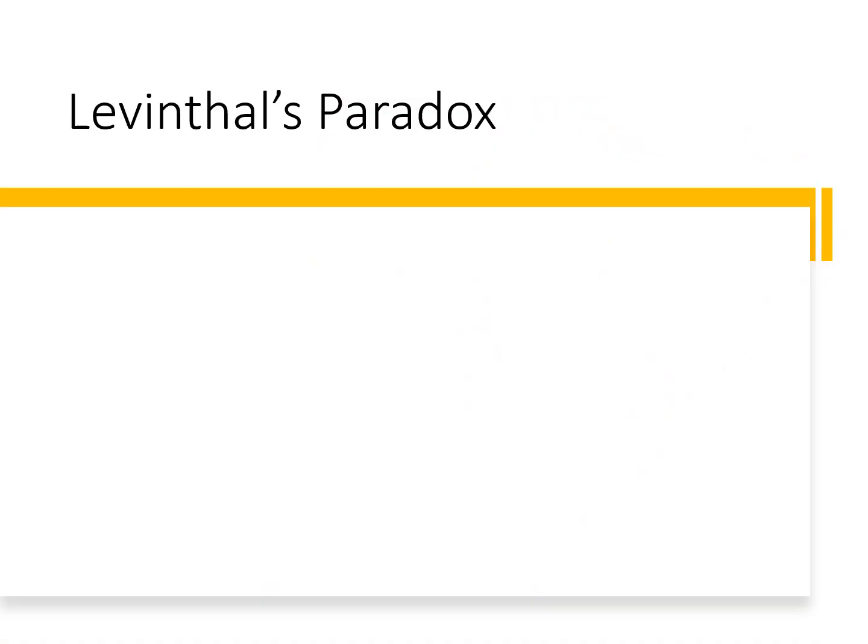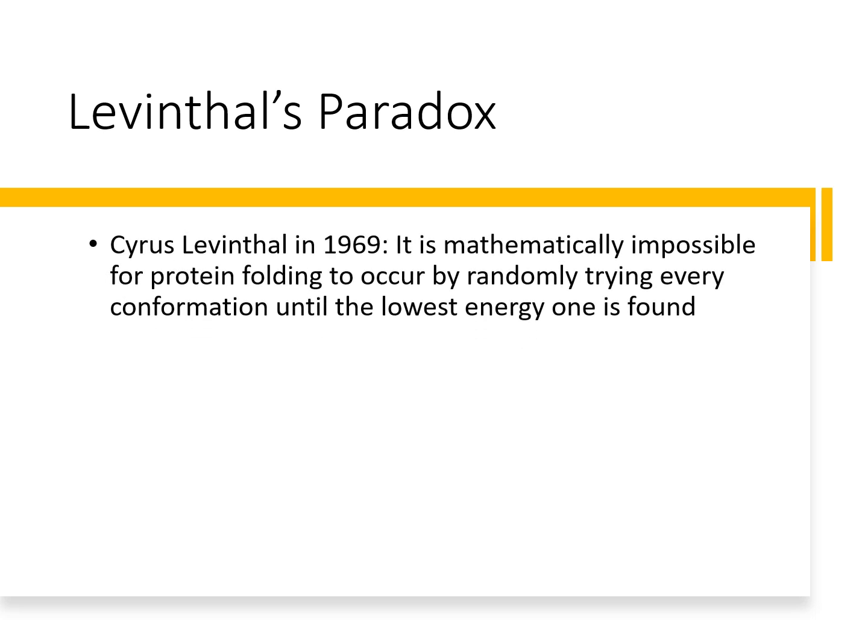This sets us up for a further discussion of how proteins fold, because Anfinsen showed us with this experiment that proteins can spontaneously fold, but there's still a question of how they can do it. And there is something called Levinthal's Paradox. Cyrus Levinthal in 1969 stated that it is mathematically impossible for protein folding to occur if the amino acids of that protein are randomly trying every conformation until the lowest energy one is found, meaning the native structure is thermodynamically the most stable.